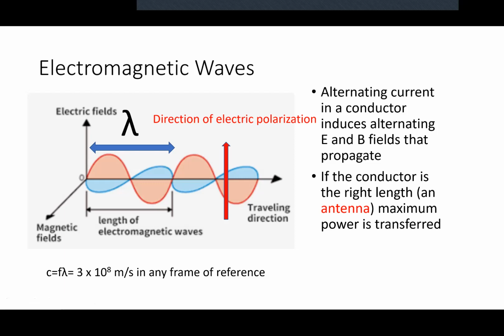Now, your power sockets don't generate much radiation, but if the conductor is just the right length for a given wavelength of electromagnetic radiation, then the maximum amount of power is transferred into this radiation field. And that, of course, is the object of radio communications.